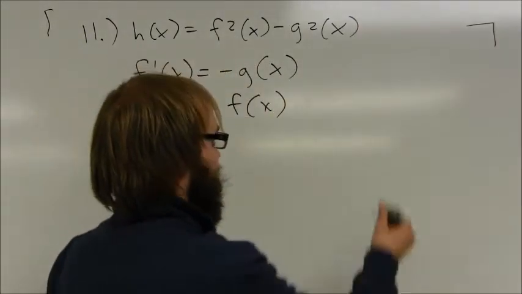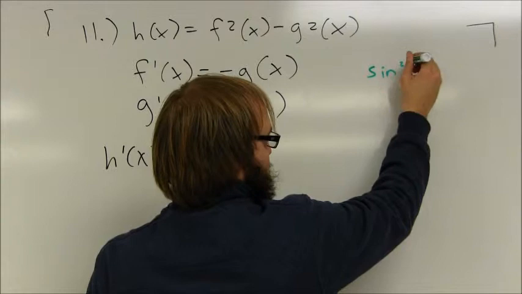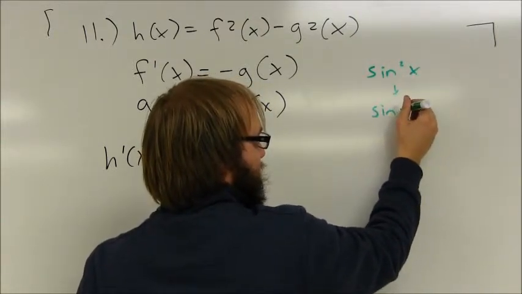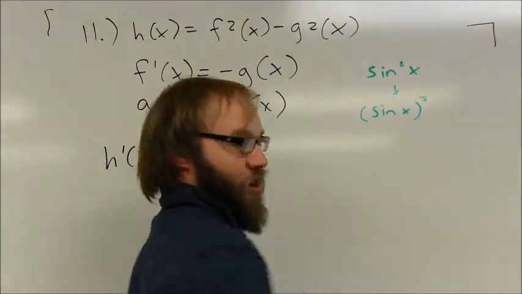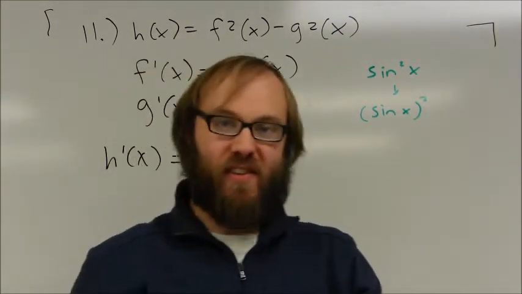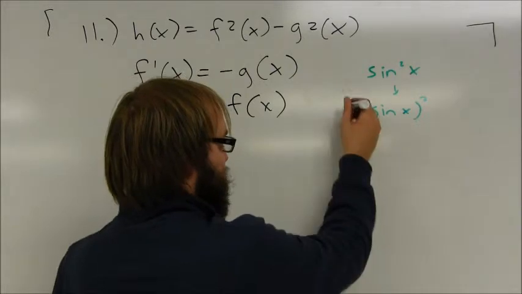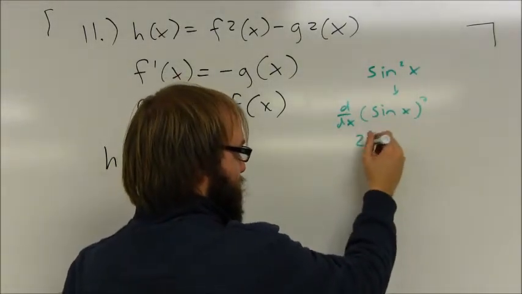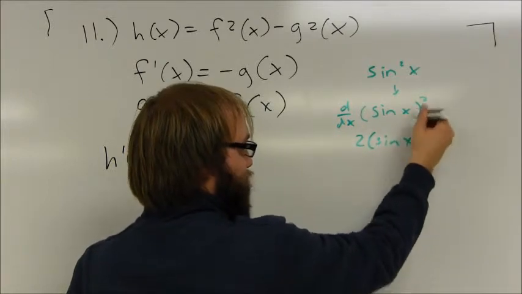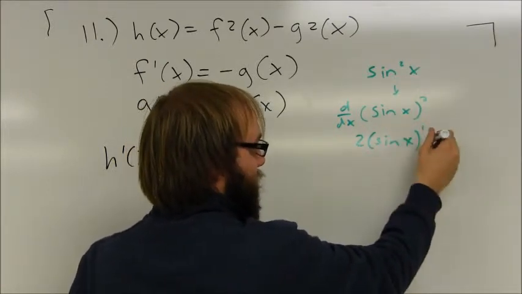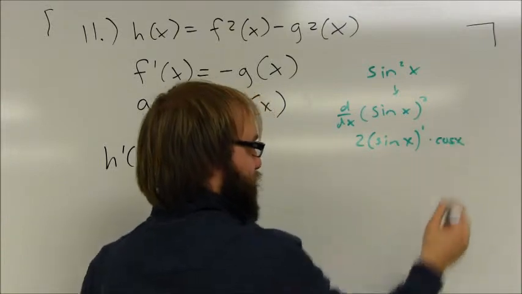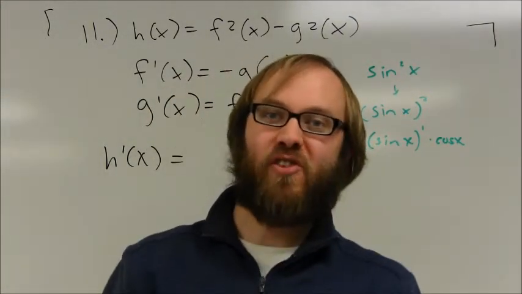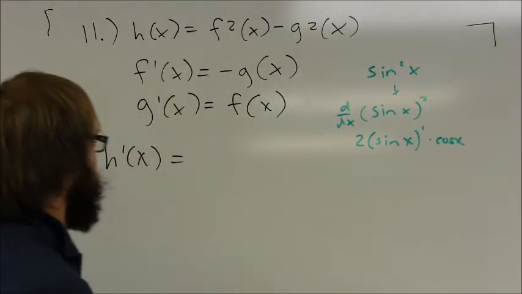If I have a function like sine squared of x, just to look at this with specifics, that's really sine of x quantity squared, okay? If you're going to take the derivative of this thing, I'm going to need to apply the power rule. So that's going to be 2 times the sine of x, drop the power by 1, and then I multiply by the derivative of the inside function, okay? Same kind of thing is going to apply here. We just have to do it in an abstract sense instead of doing it in a specific sense.